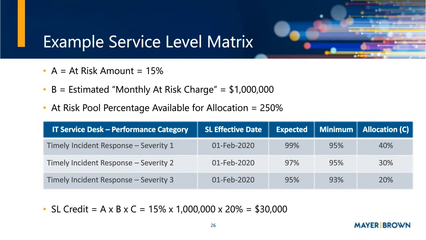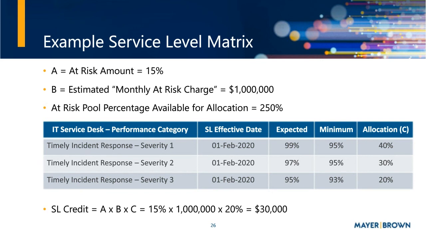Let's take a customer environment where there are different grades of incidents. So in the example matrix shown on the slide, we have, again, an at-risk amount of 15% with monthly charges at risk of $1 million. The first new concept here is a pool percentage for allocation.